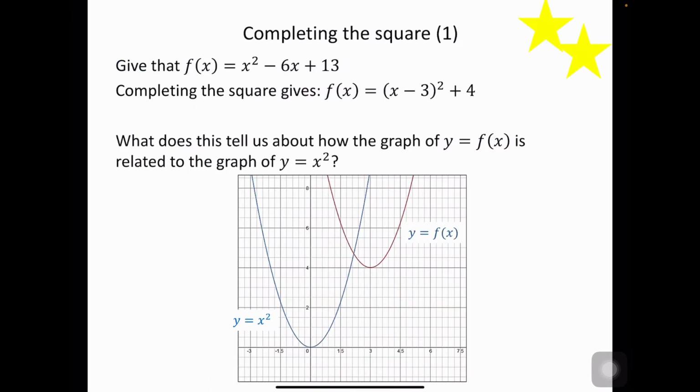Another thing I showed my year 11s is the link between completing the square and graph transformations. As you can see here, f of x equals this quadratic function. Completing the square gives another representation of f of x. And so, in relation to y equals x squared, we can actually plot our f of x, because we know that this is a combined translation.